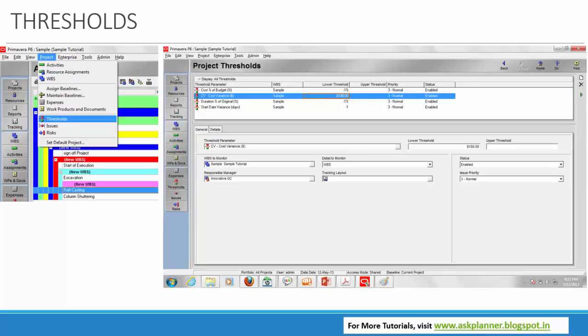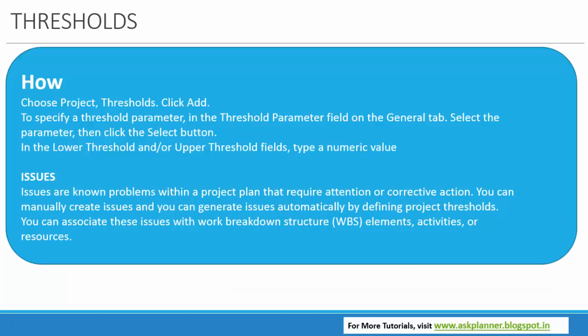Let's see how to do this. We go to project and click on these thresholds. By default, there is cost variance, lower threshold. If I select this and run, I will be getting the list of activities falling under this category. This would be useful for having analysis and identifying the real issues. So how to do this?